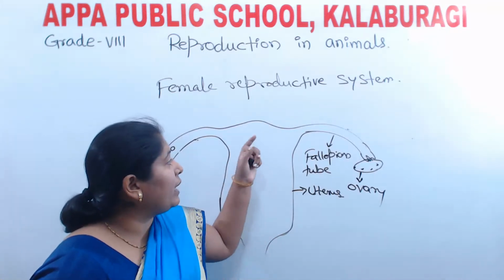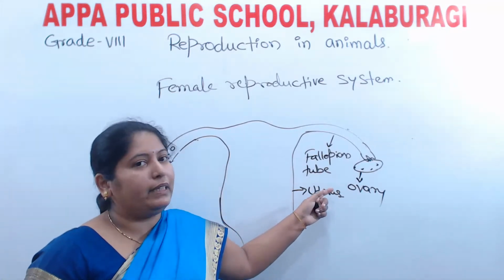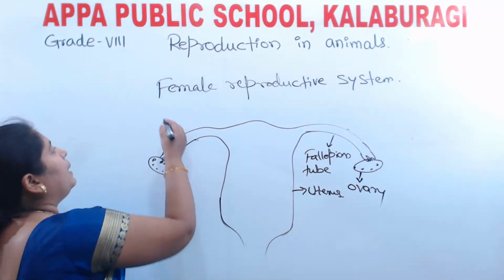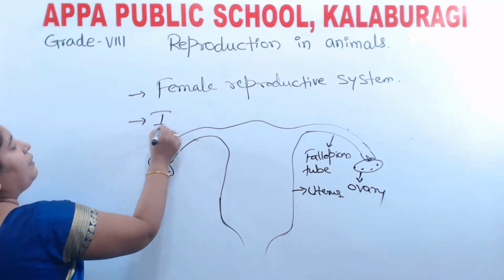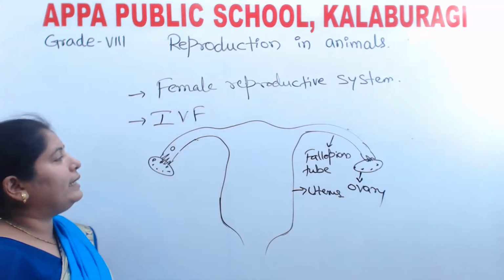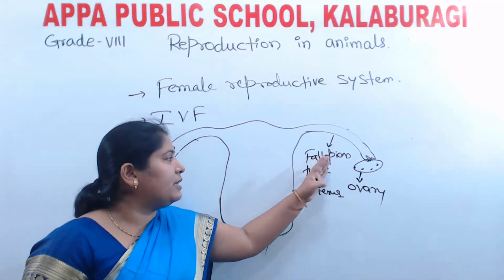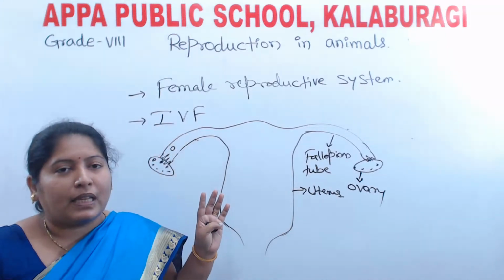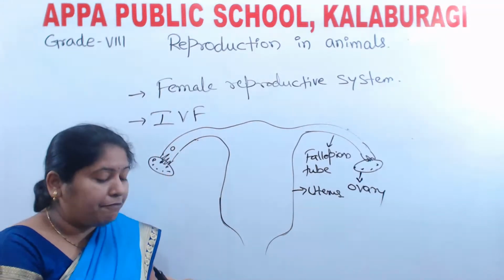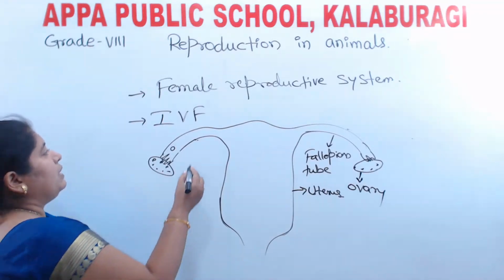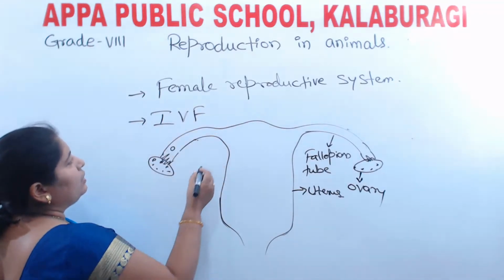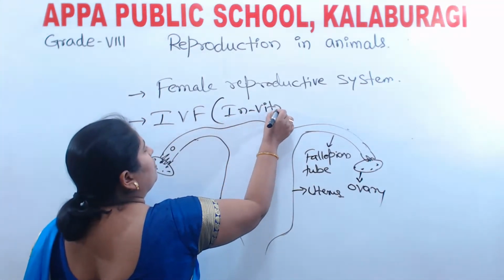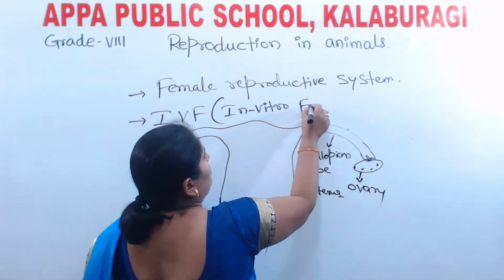Okay. Why have I drawn the same diagram again? Already this was explained in the last class. Because to understand very well the next part of the lesson, that is IVF, you should know again the female reproductive system and its different parts. Why do they go for the IVF process? And what exactly does IVF mean? It is nothing but in vitro fertilization.